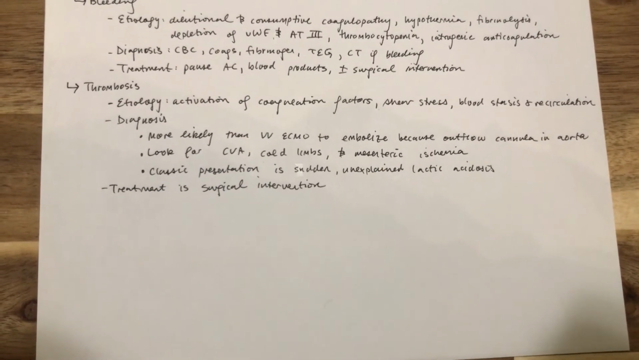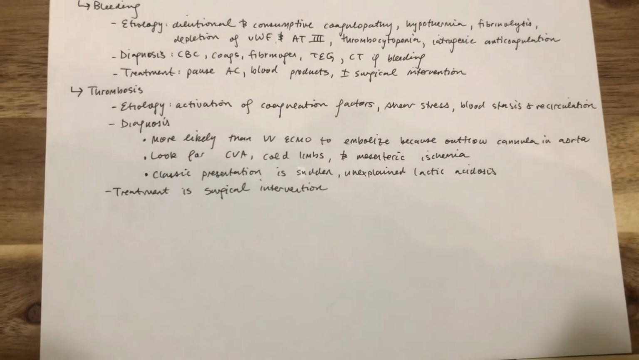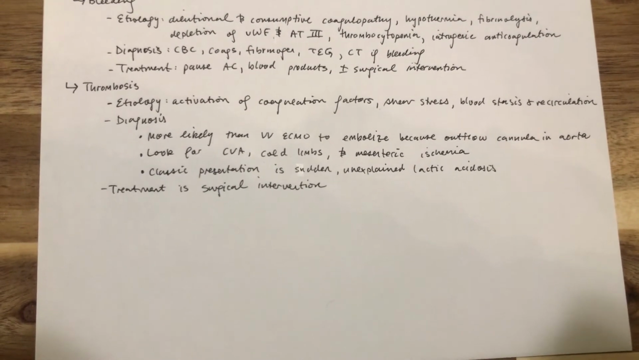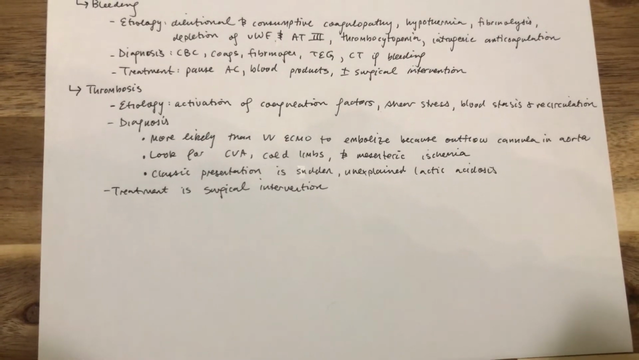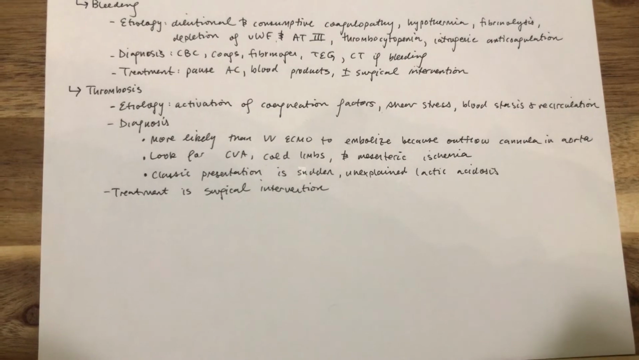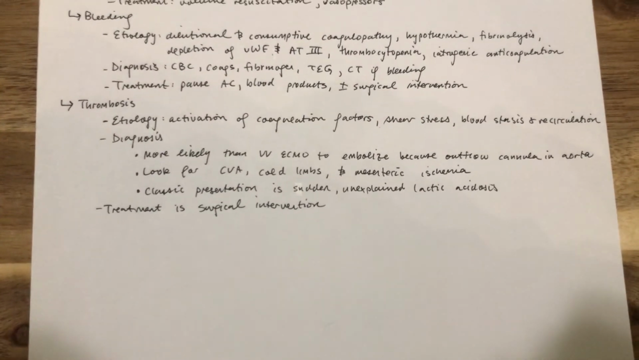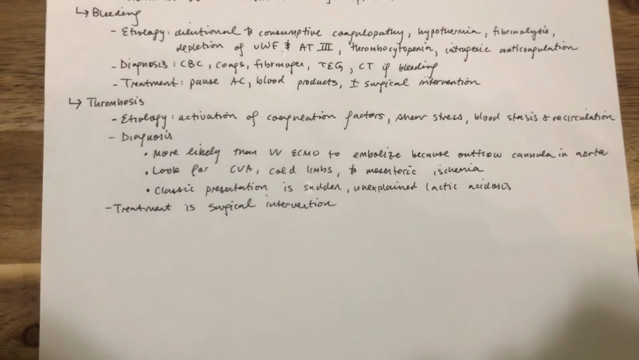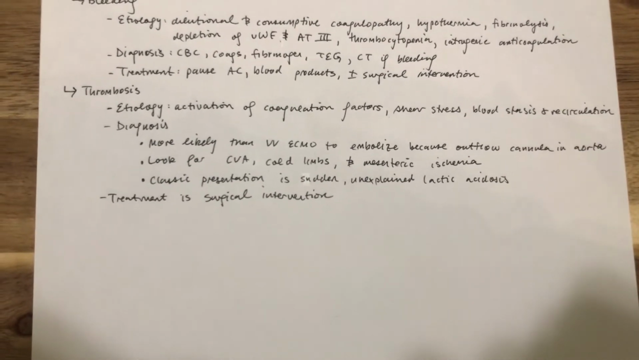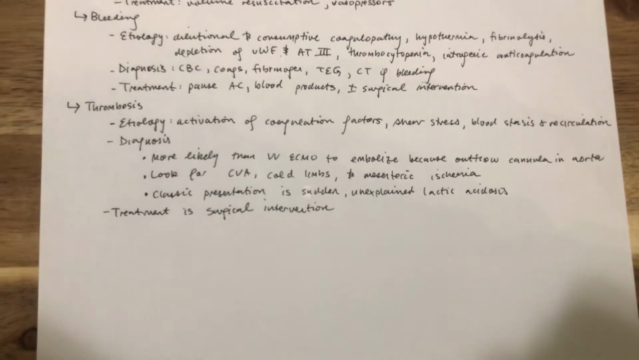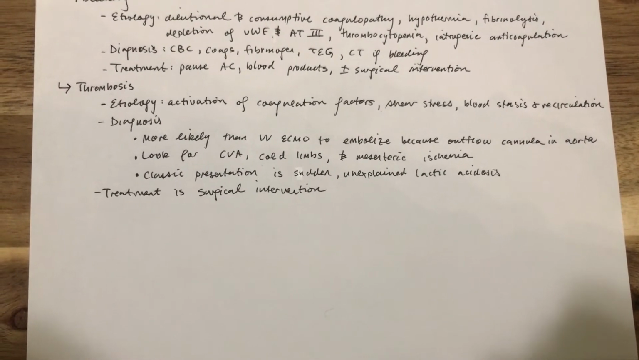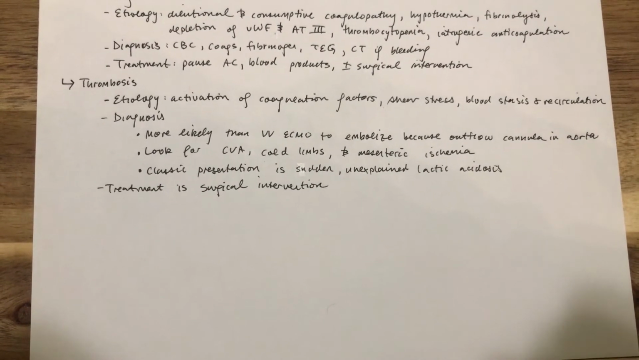And so what you generally see is strokes, mesenteric ischemia, or emboli to the extremities. The presentation of at least the emboli to extremities and mesenteric ischemia is a sudden unexplained lactic acidosis. Strokes obviously will have focal neurologic deficits, and these are issues that need to be bumped up immediately.